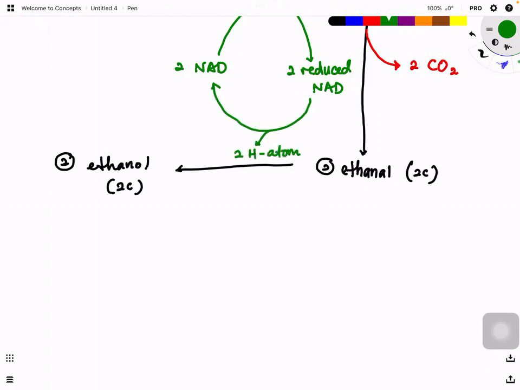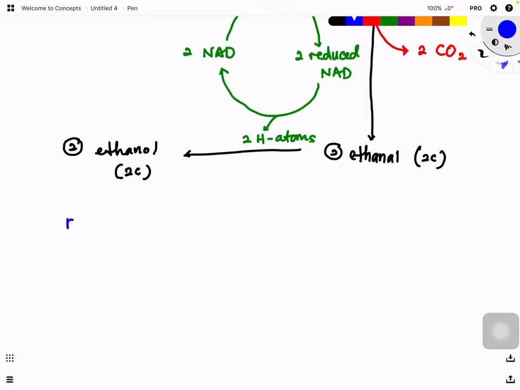Okay, they release these two hydrogen atoms for the ethanal. Ethanal receives this hydrogen atom. It is now reduced. So in this process, you can see that reduced NAD, two molecules of reduced NAD, now regenerates back NAD and releases the hydrogen atom.